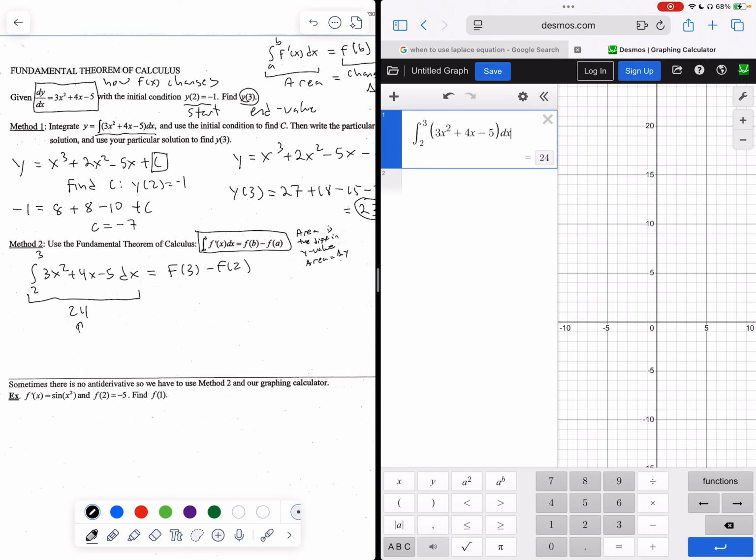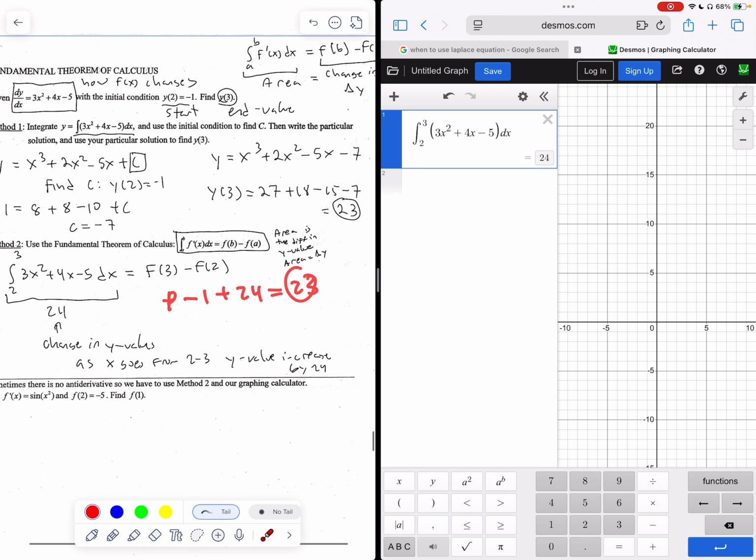So what that says is this 24 right here is my change in my y values. In other words, as x goes from 2 to 3, the y values increase by 24. So we can do this in our head. Remember, we're starting at y equals negative 1 up there. If I take that negative 1 where I'm starting, and I add 24 because that's what I'm going to increase by, I should get 23, which is the same answer we got above.